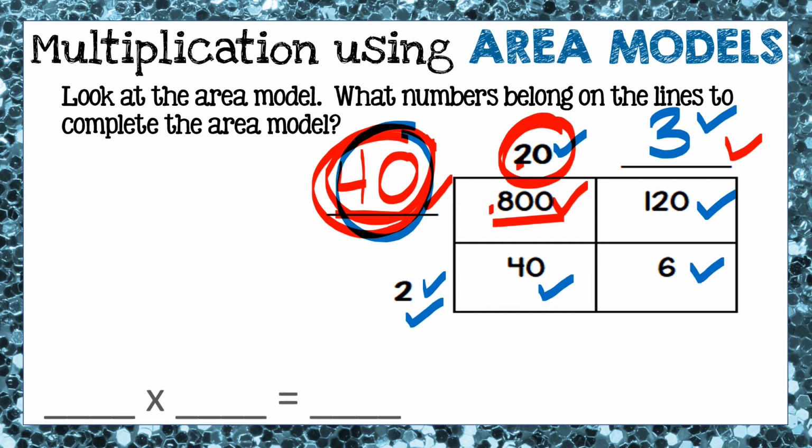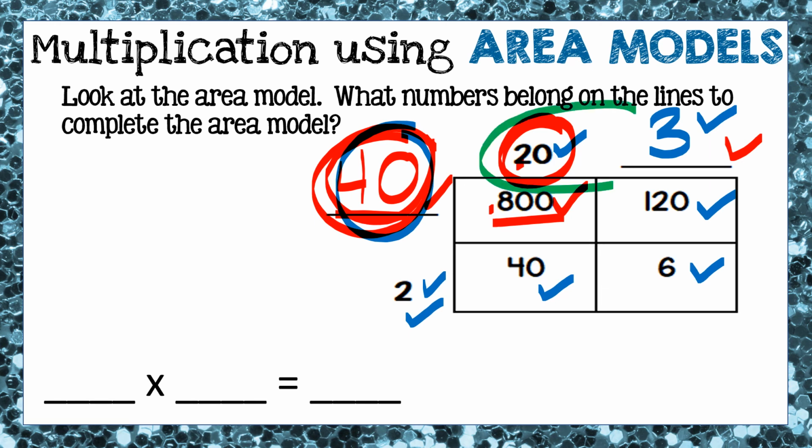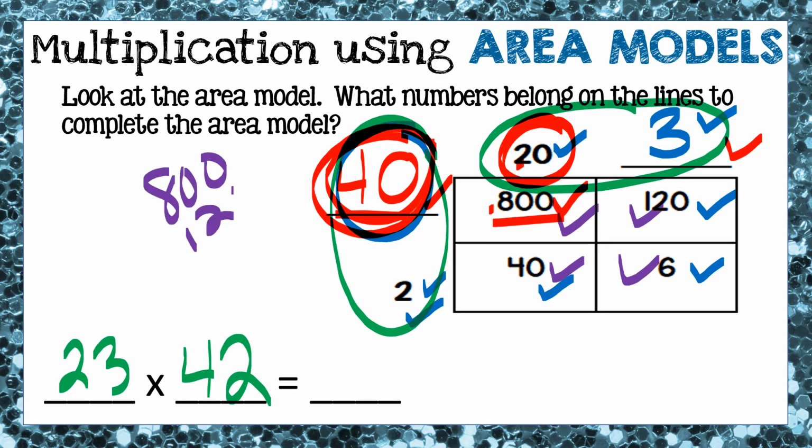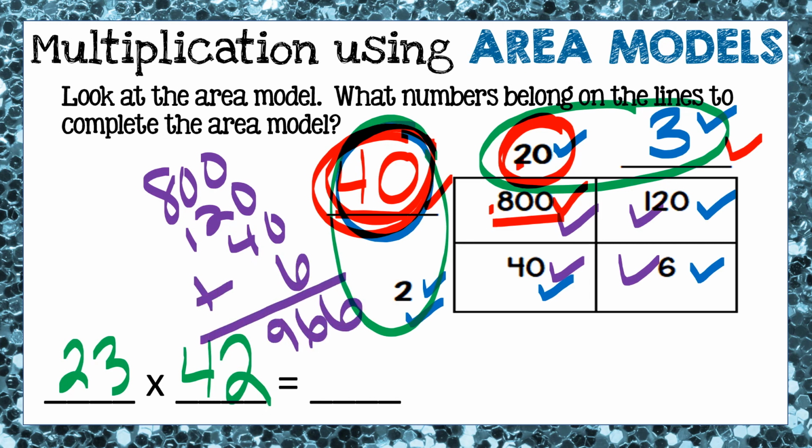So now, what are the numbers that will fit in the multiplication equation? Well, 20 and 3 make 23. 40 and 2 make 42. So my original multiplication was 23 times 42, and let's figure out the final answer. My partial products are 800, 120, 40, and 6. Let me add these together to get a total of 966, and that is my final answer.